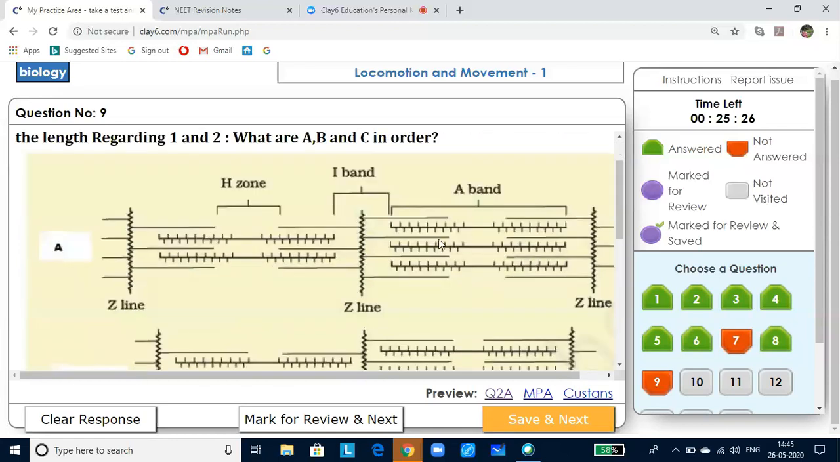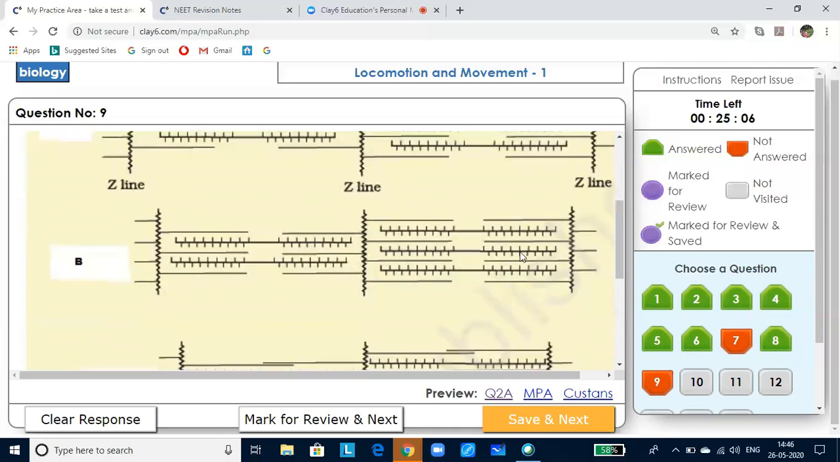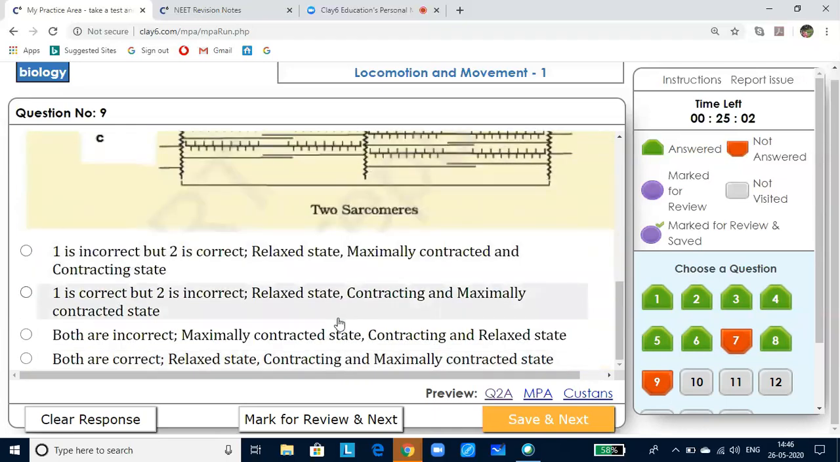The actin filaments are pulled towards the center of A band. The Z line attached to these actins are also pulled inwards, thereby causing a shortening of the sarcomere. I bands get reduced whereas A bands retain the length. Regarding 1 and 2, what are A and B? So here if you look at this, they are asking whether it is correct or incorrect. Then both are correct.